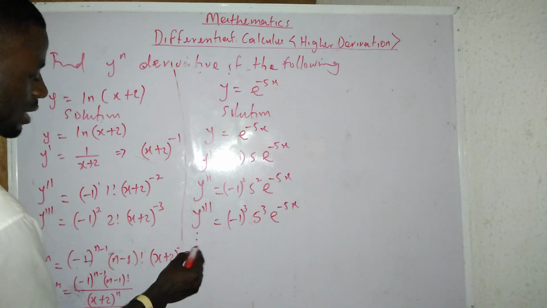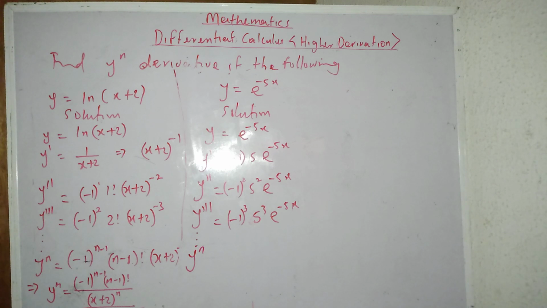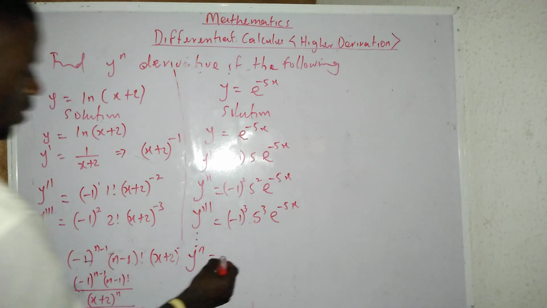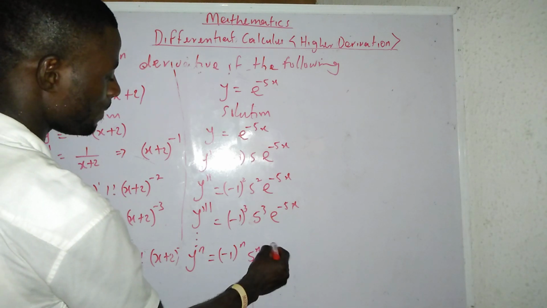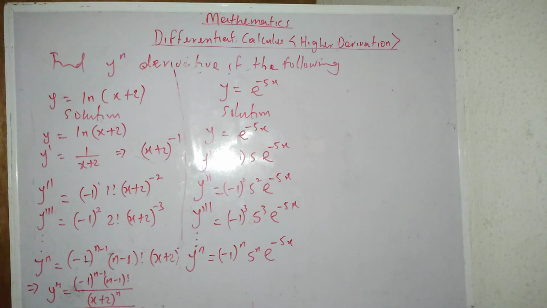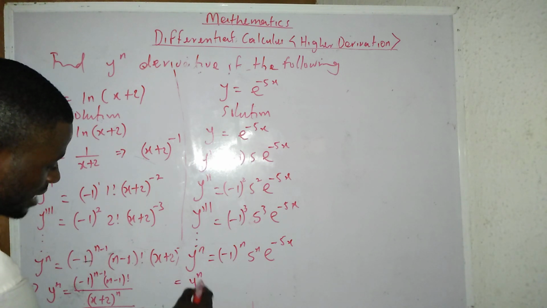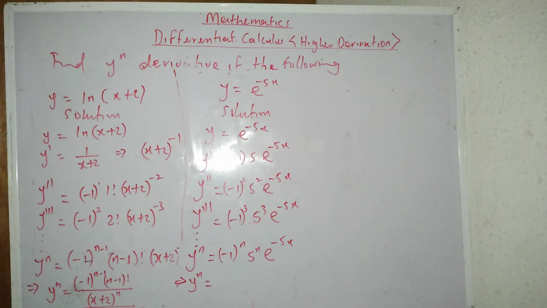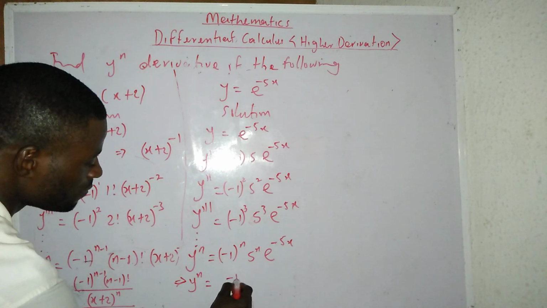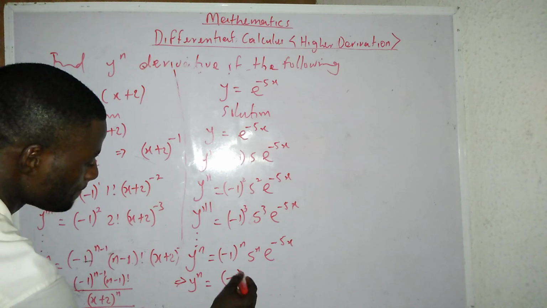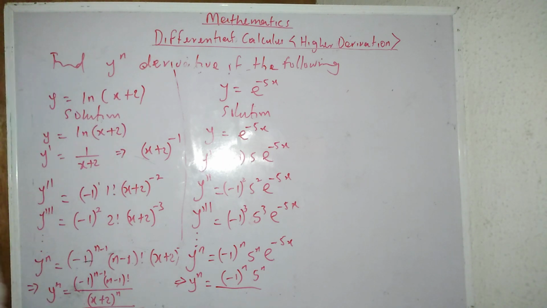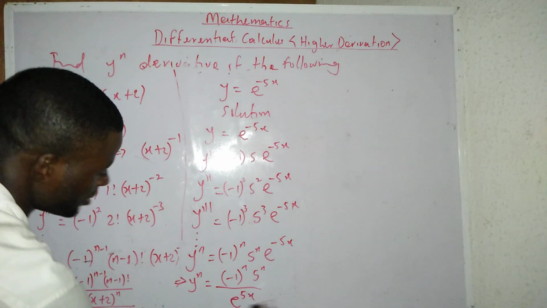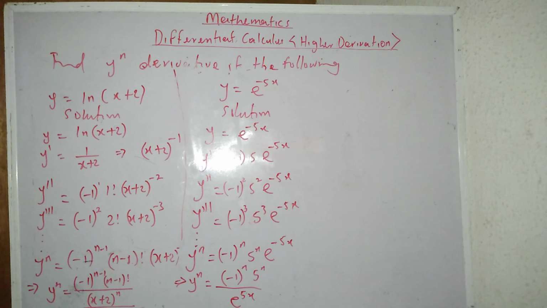Now, can I run to the nth term? It will be y of nth, equals minus 1 raised to power n, 5 raised to power n, e raised to power minus 5x. I can also present my answer this way: minus 1 raised to power n, 5 raised to power n divided by e raised to power 5x. I can present my answer that way because of what? A power of minus is an inverse.